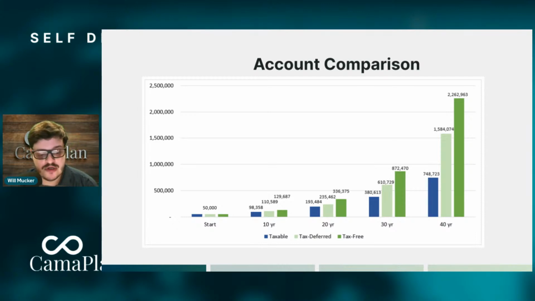This is another good visual to compare the different types of accounts. You have blue in your taxable income, you have light green in your tax deferred income, and then you have your dark green in tax free income. This is over 40 years at a 10% rate of return in a 30% tax bracket. If you invested $50,000 in each of these vehicles, 40 years later, in your taxable income, you're only walking away with $700,000 because you're paying taxes all along and the compound interest isn't as much.